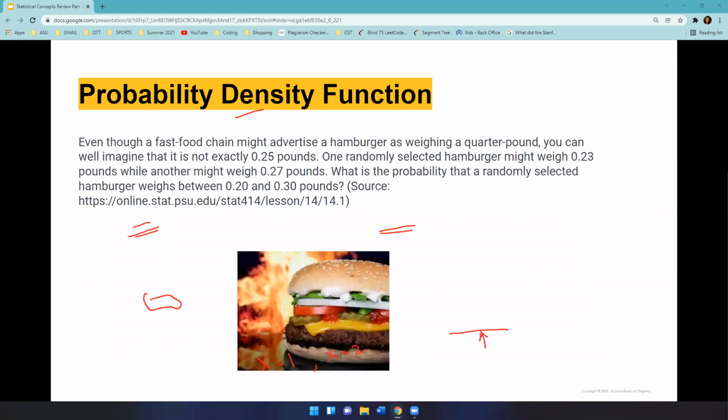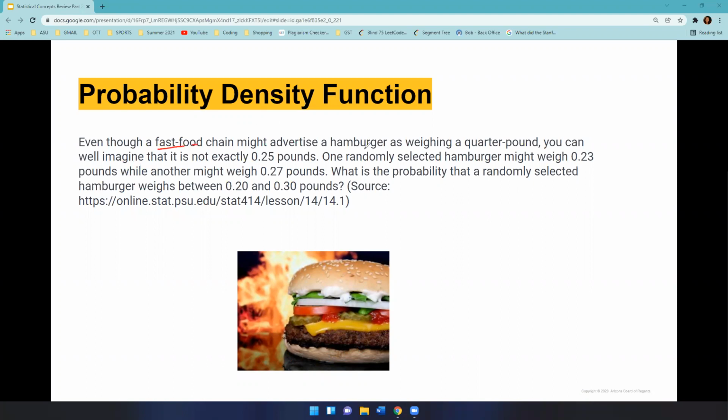So let's study this with an example. Just clear my screen. Yeah. So let's take a fast food chain.